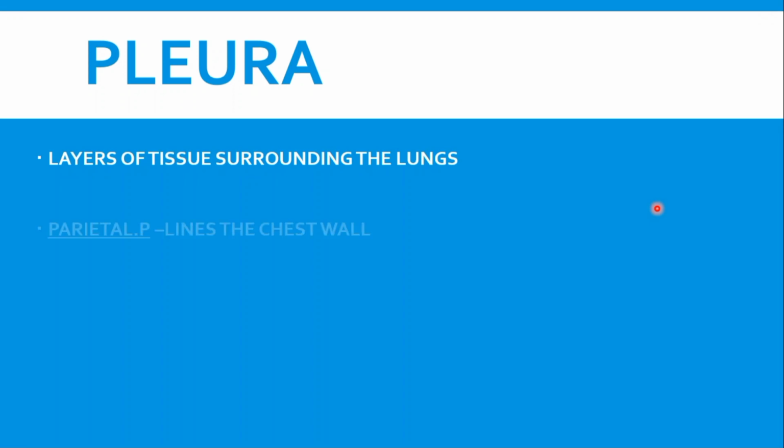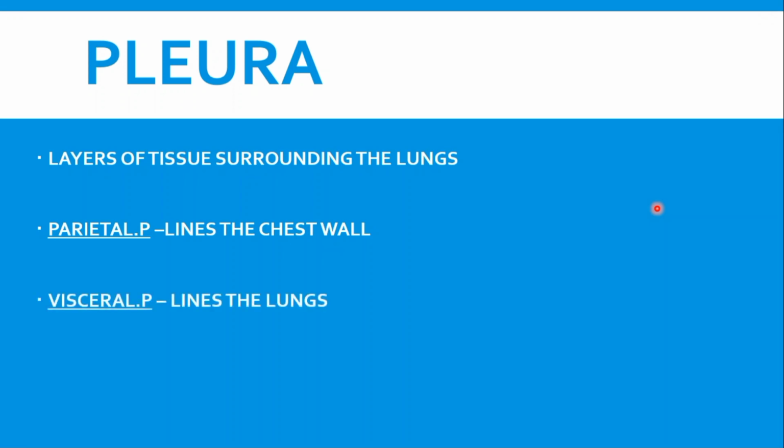Now let's start with some anatomy. What is pleura? Pleura are layers of tissue surrounding the lungs. There are two types of pleura. One is parietal pleura that lines the chest wall and visceral pleura that lines the lungs. The space between them is called the pleural space.